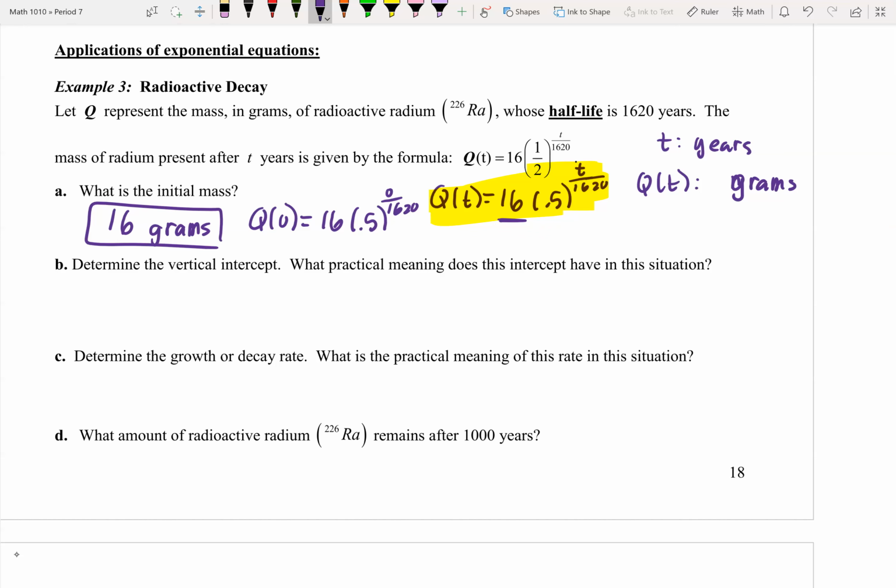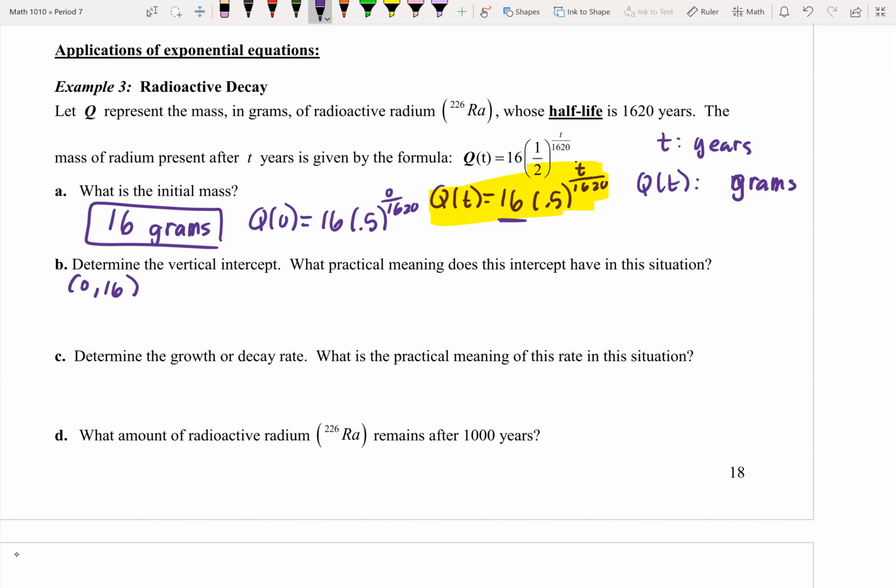Okay, vertical intercept. Vertical is this. Okay, is this X or is this Y? This is Y. So X would be 0. Okay, well, we just did that. The X is the stuff that's always within the equation, right? Embedded in that. That's the t. Well, t is 0. I already know that that's 16. I just did it up above.